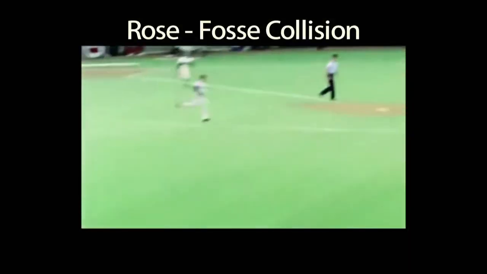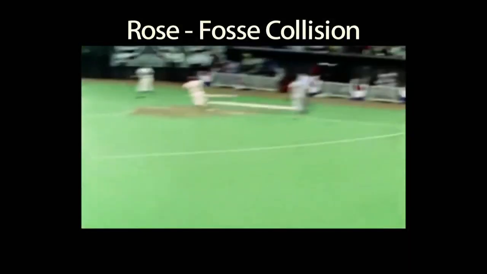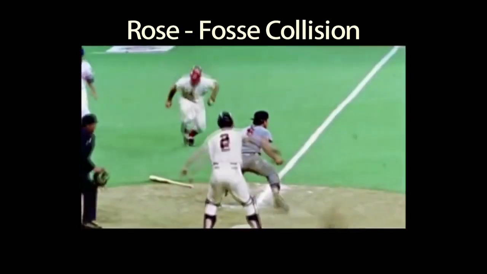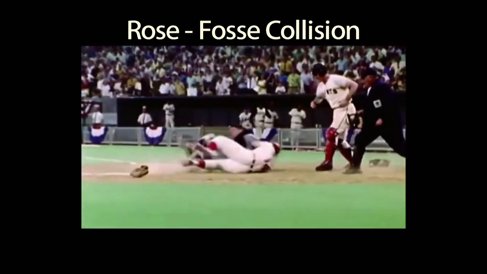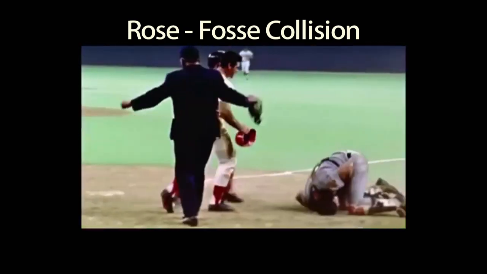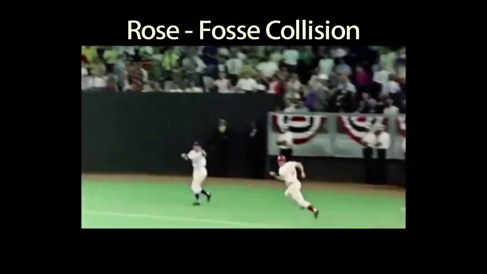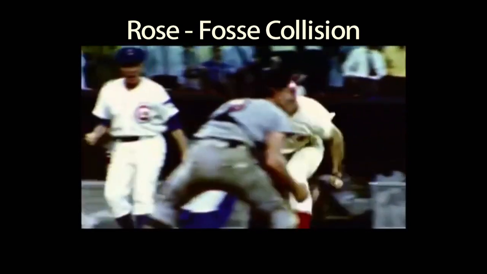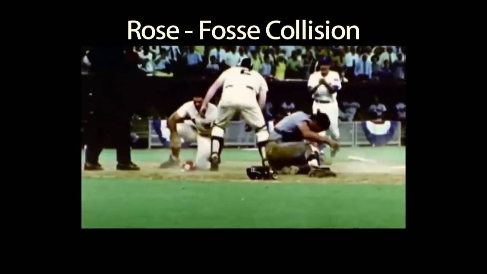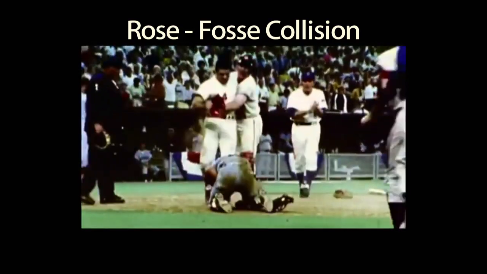The Rose-Fosse collision. In conclusion, one of the most famous runner-catcher collisions occurred during the 1970 All-Star Game when Pete Rose collided with catcher Ray Fosse. For many years, Rose has been vilified for the violent collision, but by today's current rule, Rose's actions would be considered legal because the throw took Fosse into the pathway of Rose.